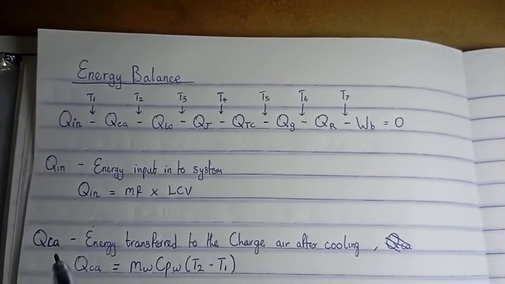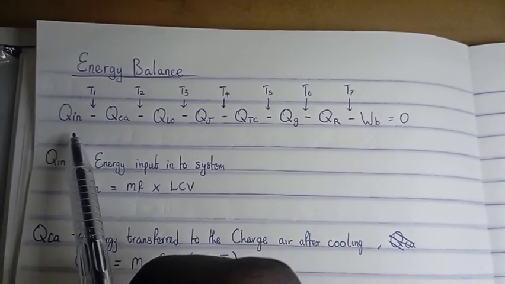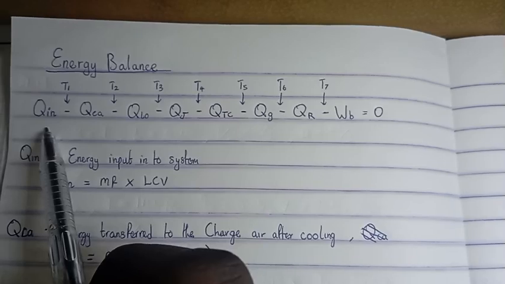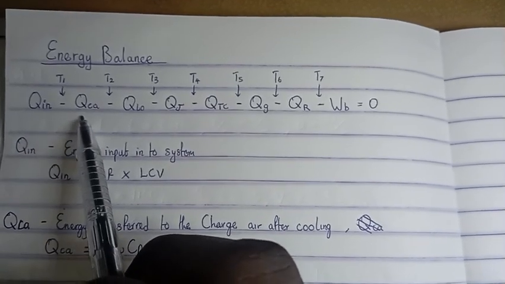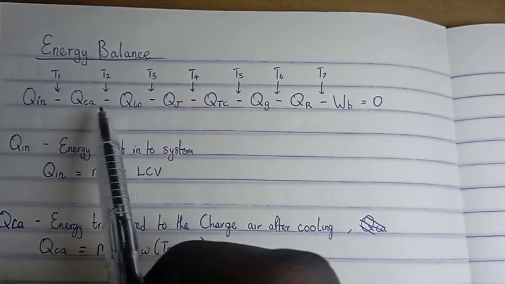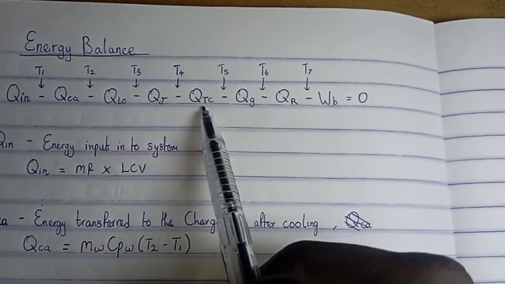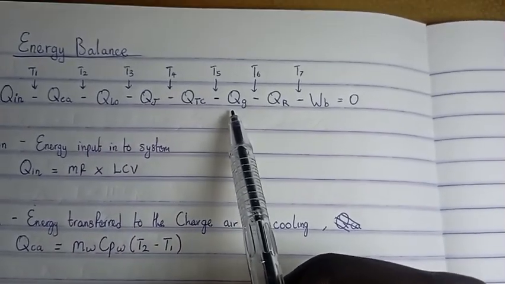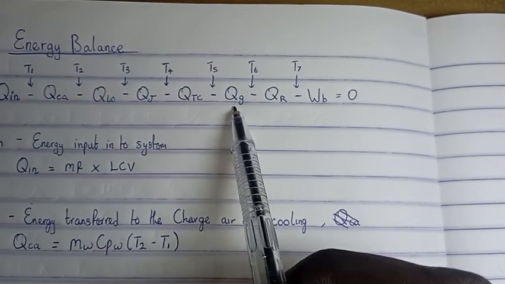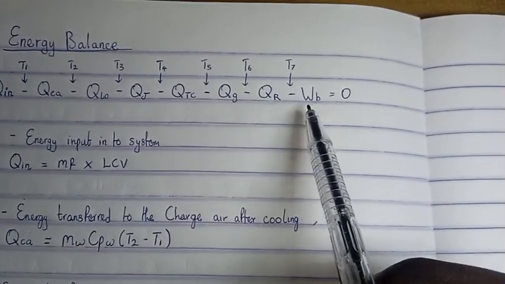Okay, so this is the equation for your heat energy balance, which is your Q in minus your QCA minus your QLO minus your QJ minus your QTC minus your QG minus your QR minus your WB.